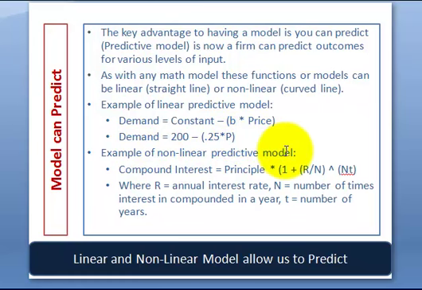An example of a nonlinear model might be compound interest, where you have principal times 1 plus the annual rate divided by the number of times compounded, raised to the number of times compounded times t, the number of years. If you're not familiar with this, in simple language, nonlinear functions have exponents other than 1. Linear functions have an exponent that usually isn't shown because it's an exponent of 1.